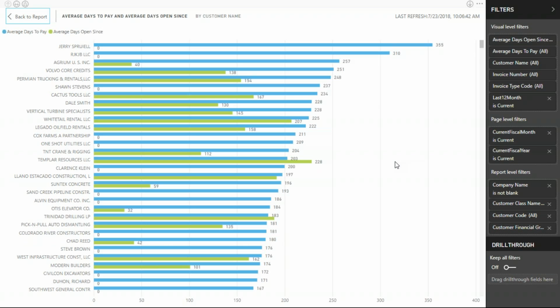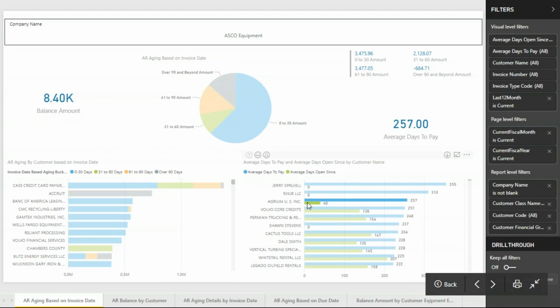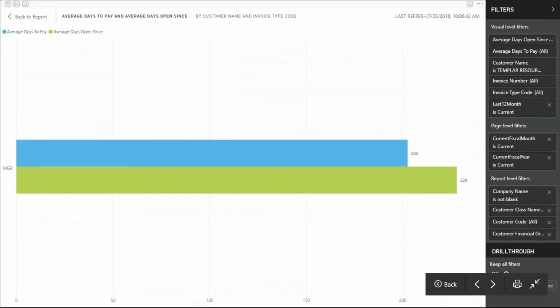Something's weird, they're not following their usual pattern. That's awesome. And when you tap on it, it'll tell you this is the amount that is aging for more than 40 days. This one seems to be a problem: based on the history they pay in 203 days, and it's been open 228. I would right-click and drill down.